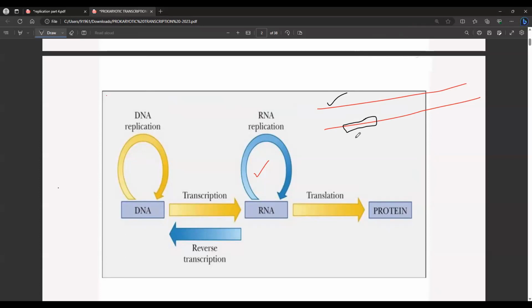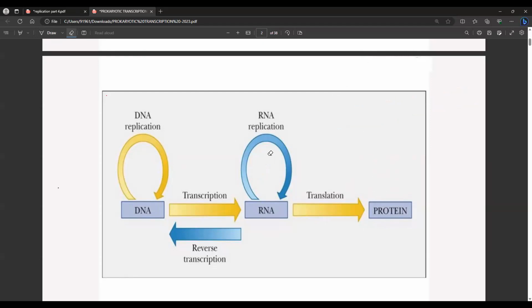Now the question is, which part of the DNA is used to synthesize the protein? That is a good question. The part of the DNA which codes for protein, the part of the DNA which is coding for a specific protein. So depending on which protein is to be synthesized, we will take that specific part of the DNA only. Don't get confused with that particular point.